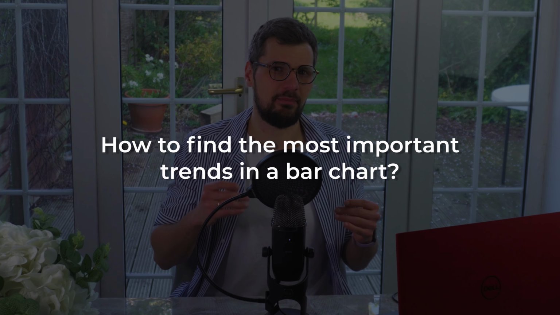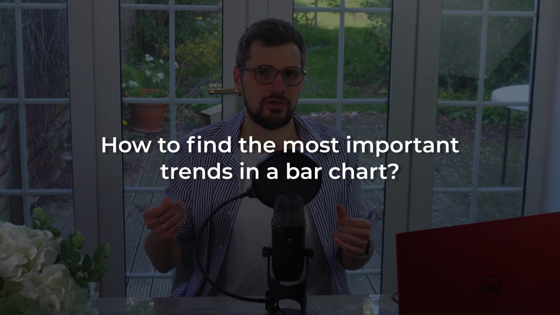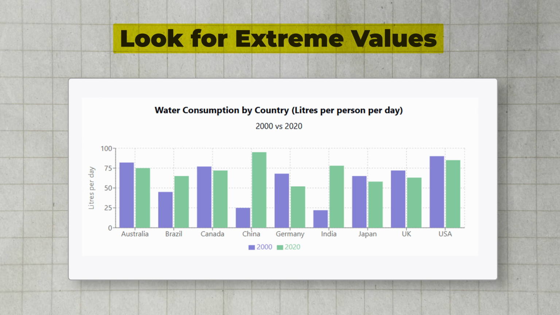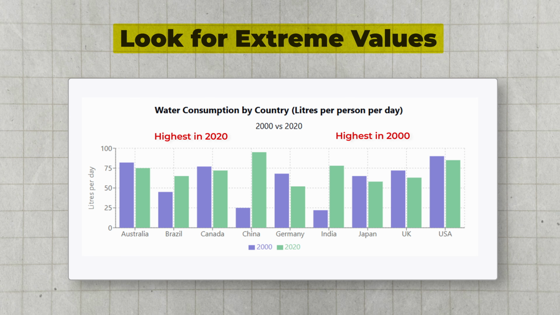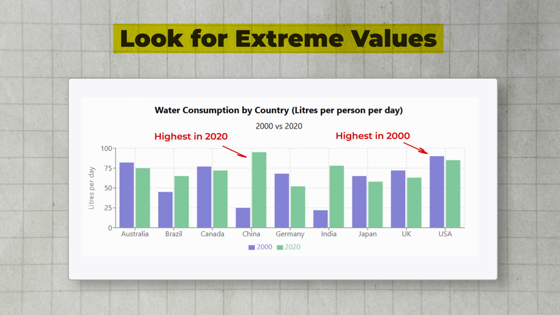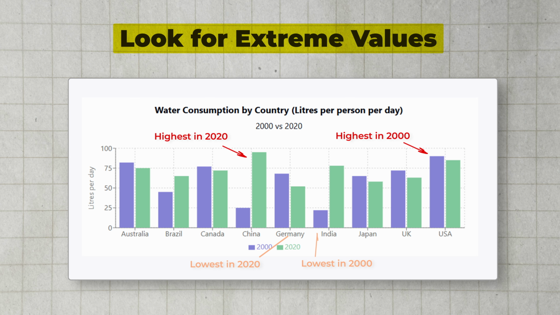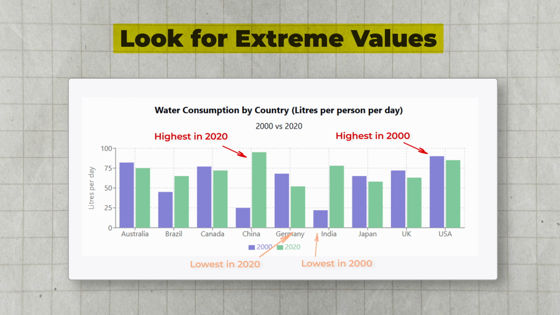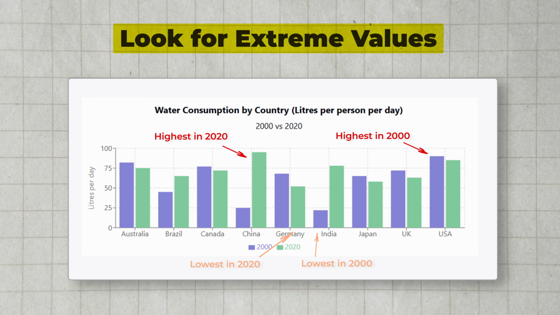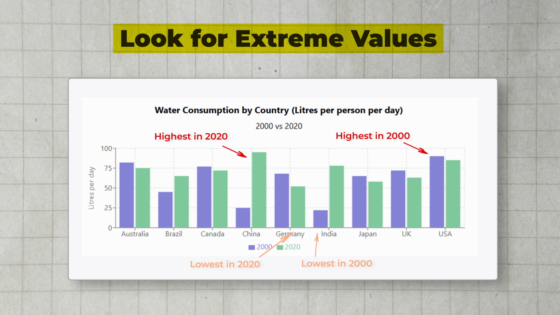How to find the most important trends in a bar chart. The number one strategy is to look for extreme values. You need to identify the highest and lowest values in each category and also which categories show the maximum or minimum figures. These are the key features that examiners want to see in your report, and this works specifically well for bar charts that show comparison.